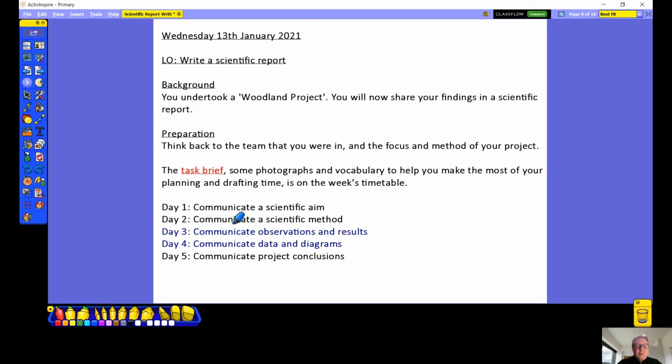On the first day, we wrote together a scientific aim, followed by a scientific method. Today, I've decided that we can combine days 3 and 4. So we're going to communicate observations and results and communicate data and diagrams.